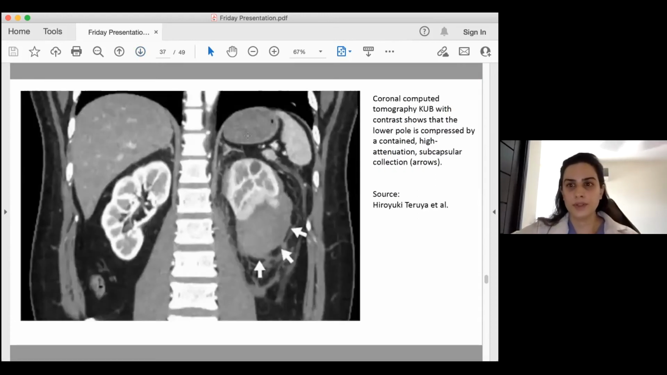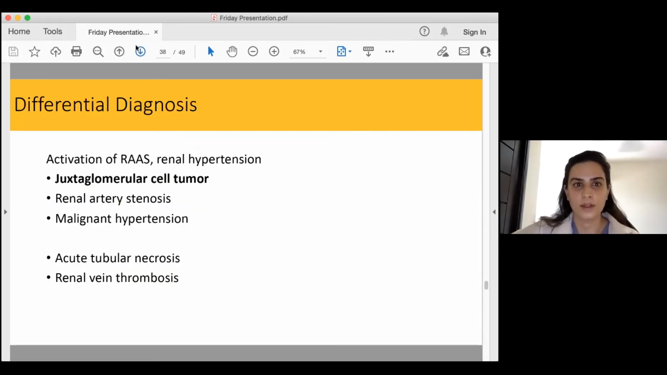Again, a coronal computed tomography of a KUB projection with contrast showing that the lower pole of the kidney is compressed by a highly attenuated mass that is subcapsular in nature, as you can see. Again, it's causing the compression of this. And the attenuation here is lower than the one here, likely because of the compression of the blood vessels.